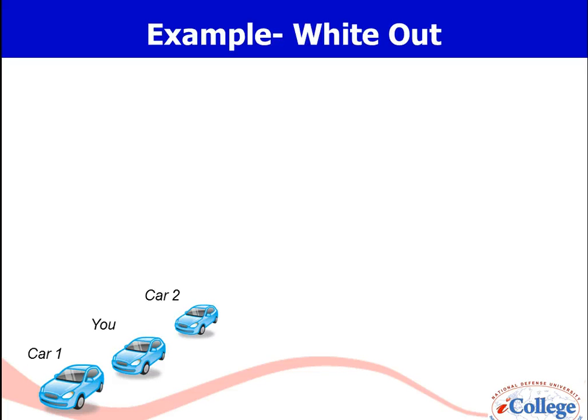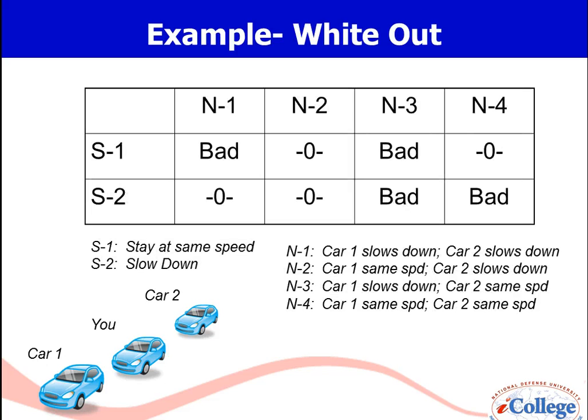My concern, of course, was what cars 1 and 2 might do. This resulted in 4 possible states of nature, assuming, of course, that neither decided to speed up. My decision table looked something like this. My choice: stay at the same speed or slow down.